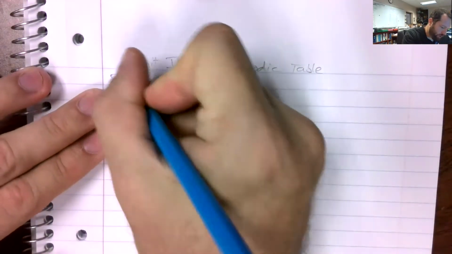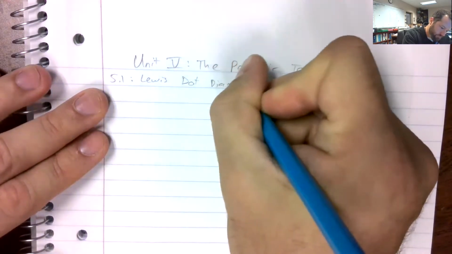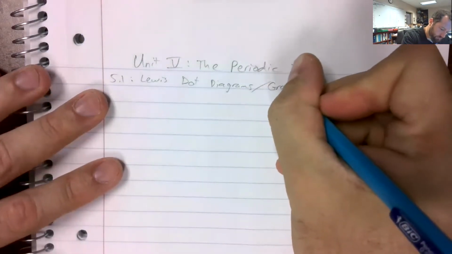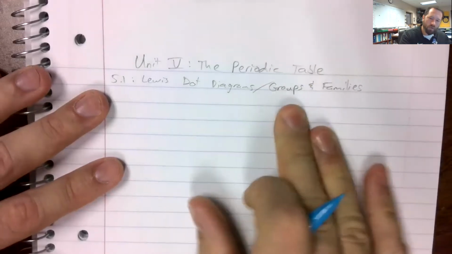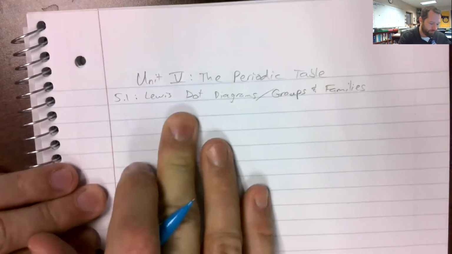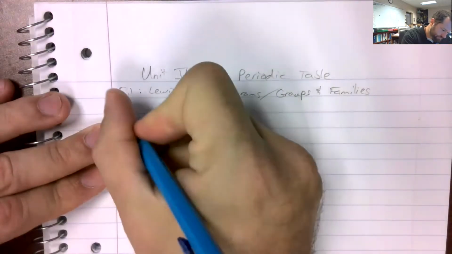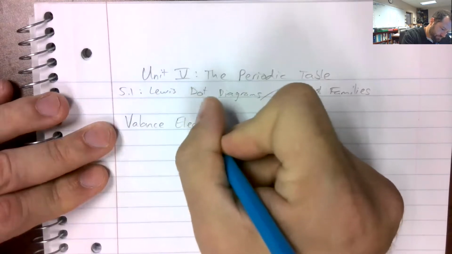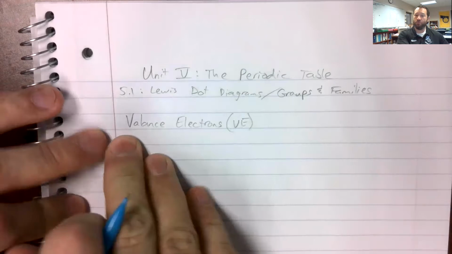And we're going to start 5.1 with Lewis dot diagrams and groups and families. This is going to end up being on the periodic table here, and this is kind of something we do with the periodic table. So starting off, valence electrons. And I will most often call them VE from now on. So valence electrons, VE.